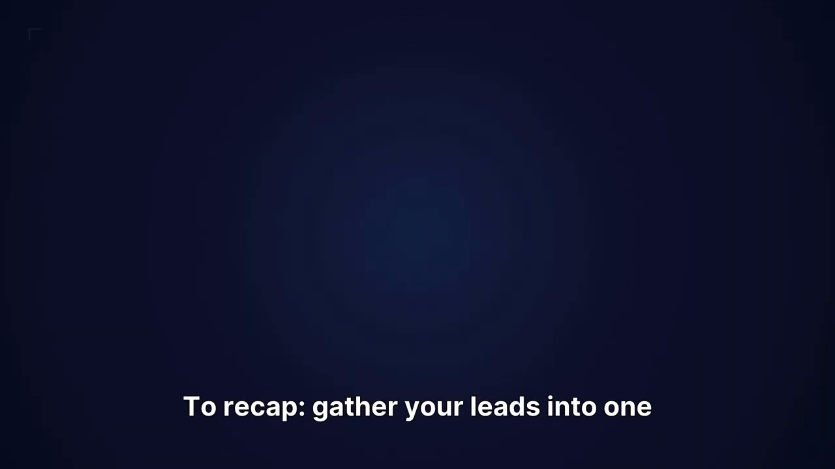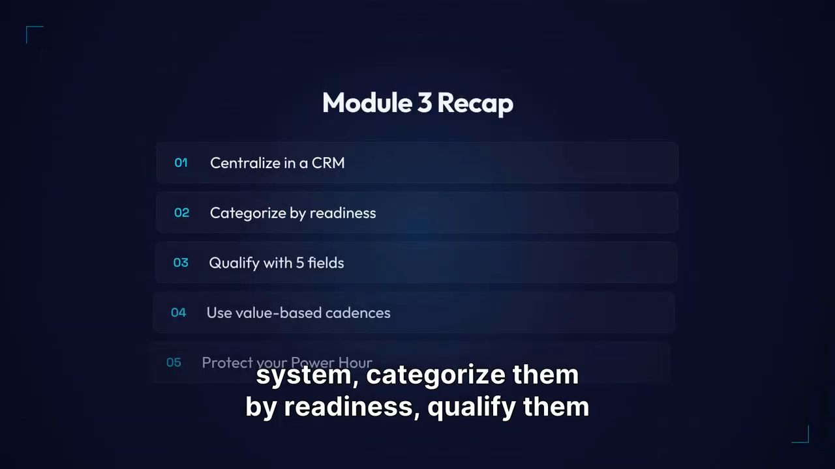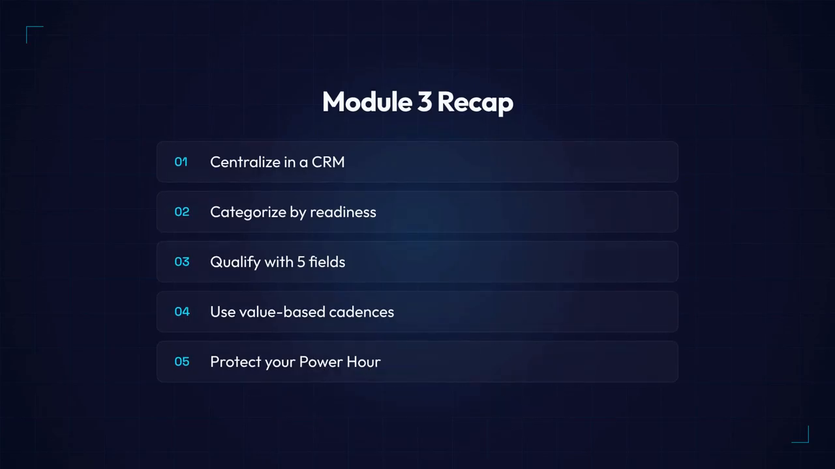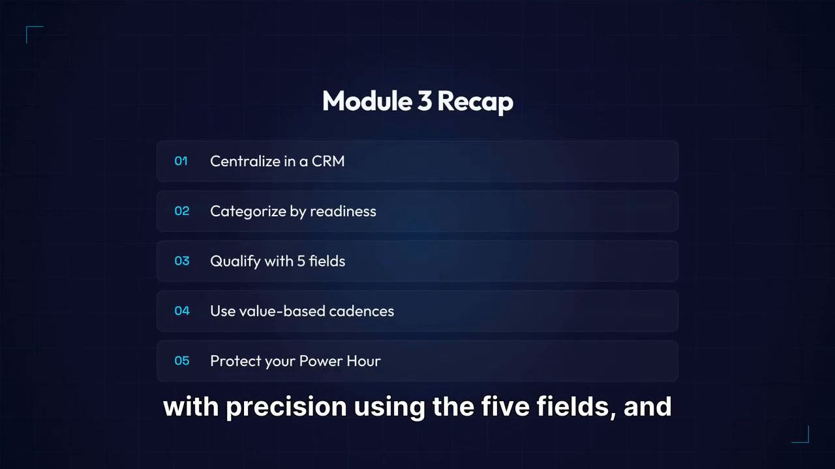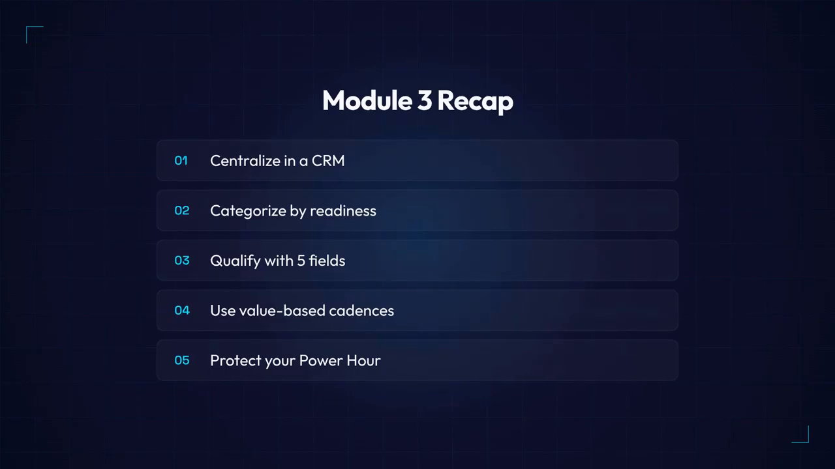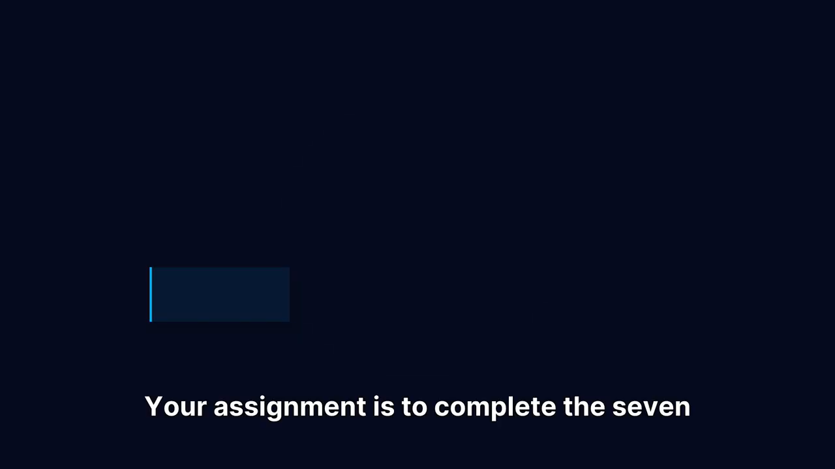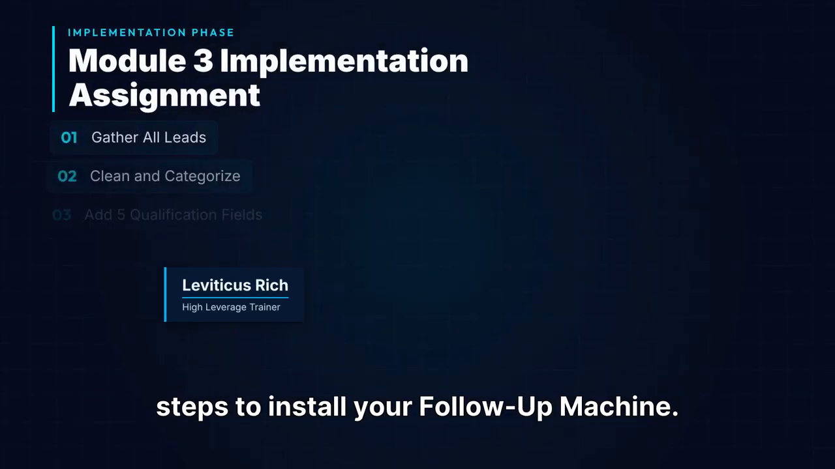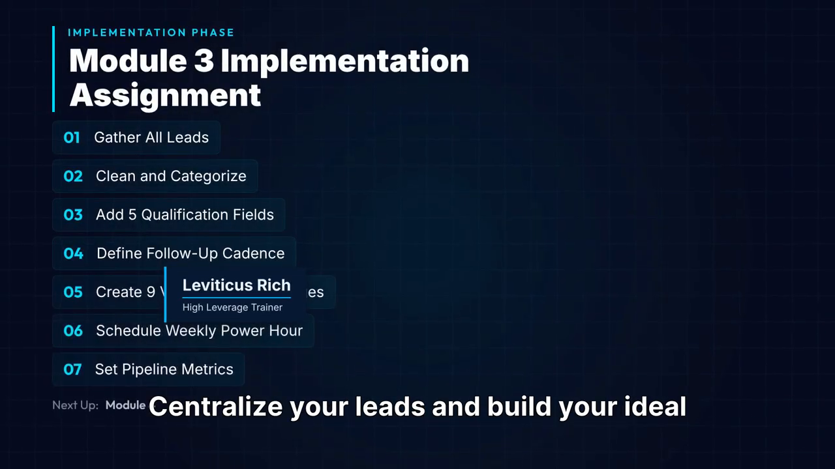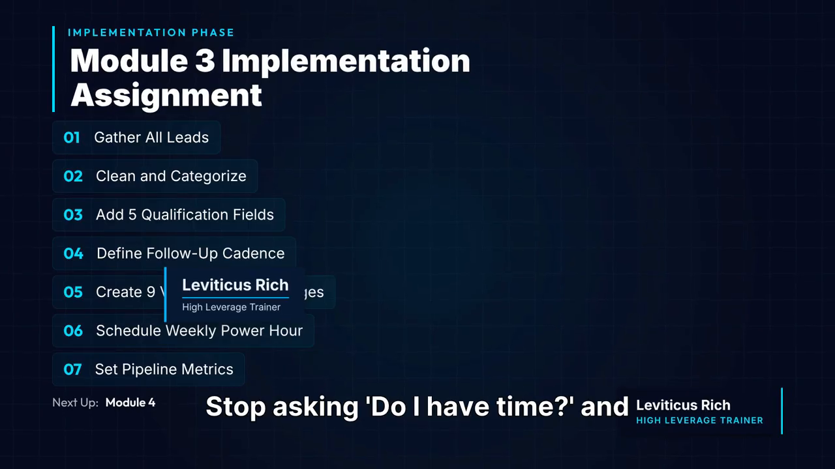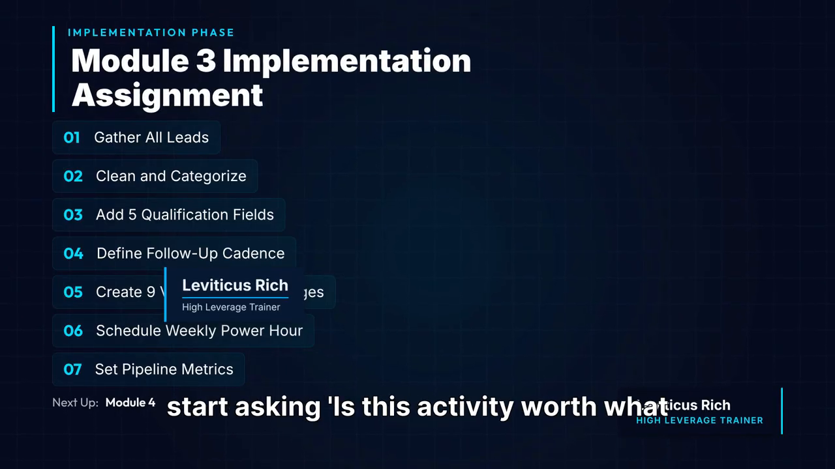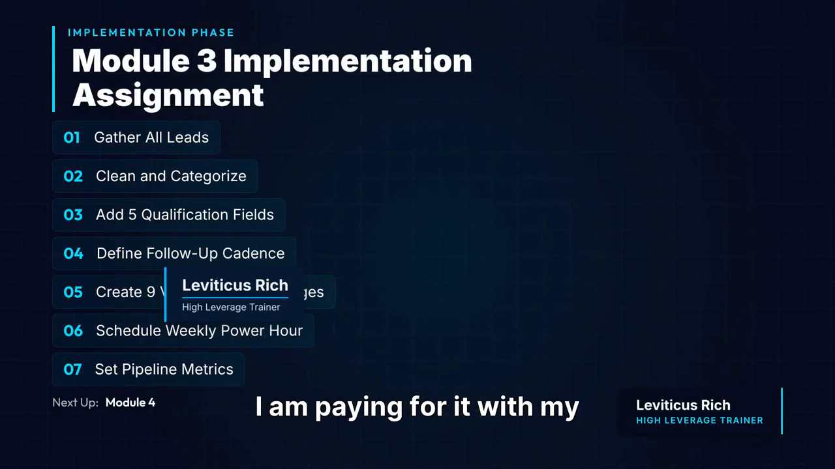To recap, gather your leads into one system, categorize them by readiness, qualify them with precision using the 5 fields, and protect your weekly power hour. You are now moving from reactive storage to intentional high-leverage management. Your assignment is to complete the 7 steps to install your follow-up machine. Centralize your leads and build your ideal weekly schedule today. Stop asking, "Do I have time?" and start asking, "Is this activity worth what I am paying for it with my time?"